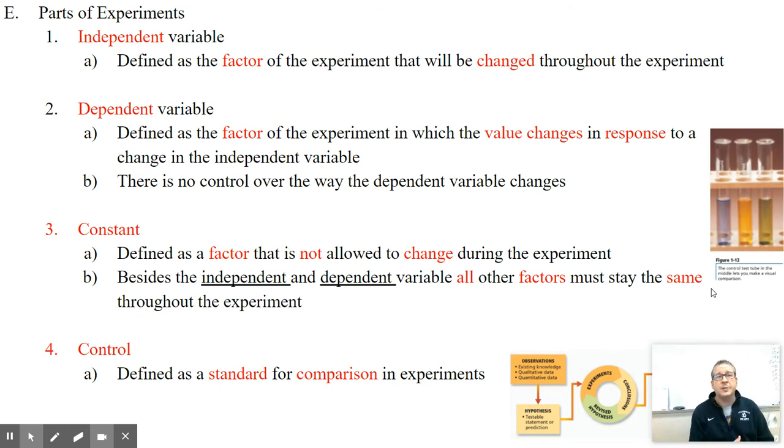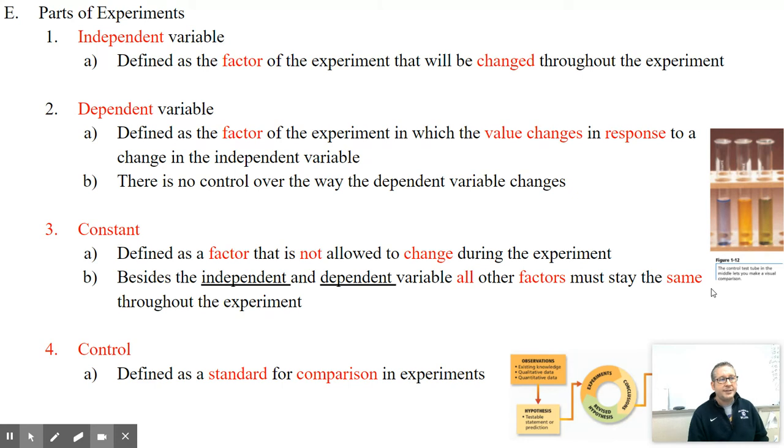This is the factor of the experiment that will be changed throughout the experiment, okay? For instance, how much of the vaccine would each person need for its highest effectiveness, okay? The amount of vaccine given would be the independent variable. You then have the dependent variable. It's the factor of the experiment in which the value changes in response to the change in the independent variable. And there's no control over the way the dependent variable changes. So in this case, the independent variable would be the amount of vaccine. The dependent variable would be the results of the effectiveness. How effective were the vaccine amounts in preventing COVID, okay? So it's essentially the result of your independent variable.